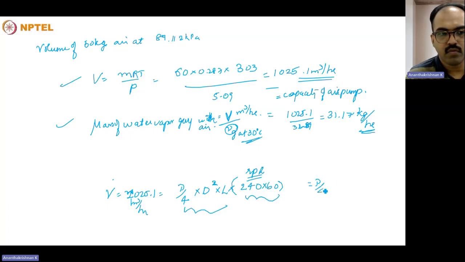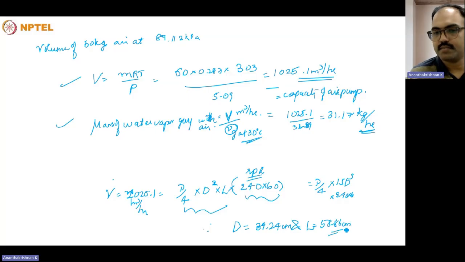It will be pi by 4. The L by D ratio is 1.5, so we can write L as 1.5 D. So it will be 1.5 D cube into 240 into 60. So in this we'll get D is equal to 39.24 centimeters, and the corresponding L is equal to 1.5 times of this one. That will be equal to 58.86 centimeters.